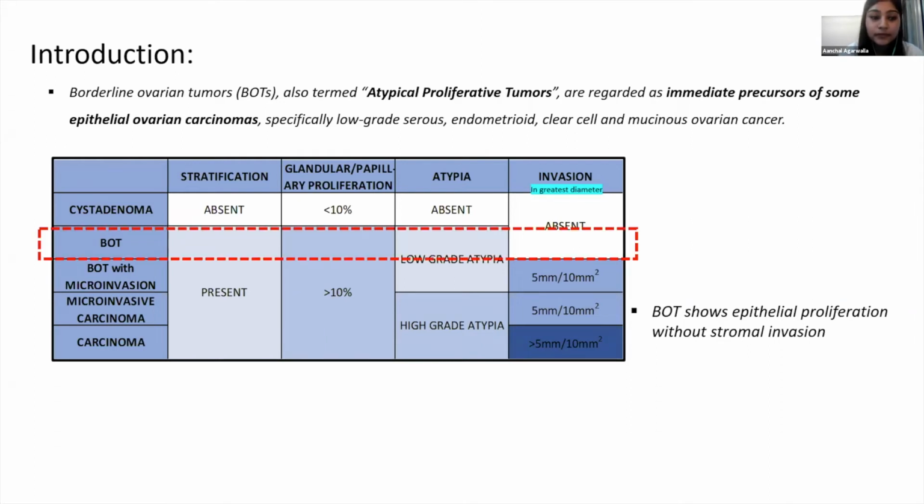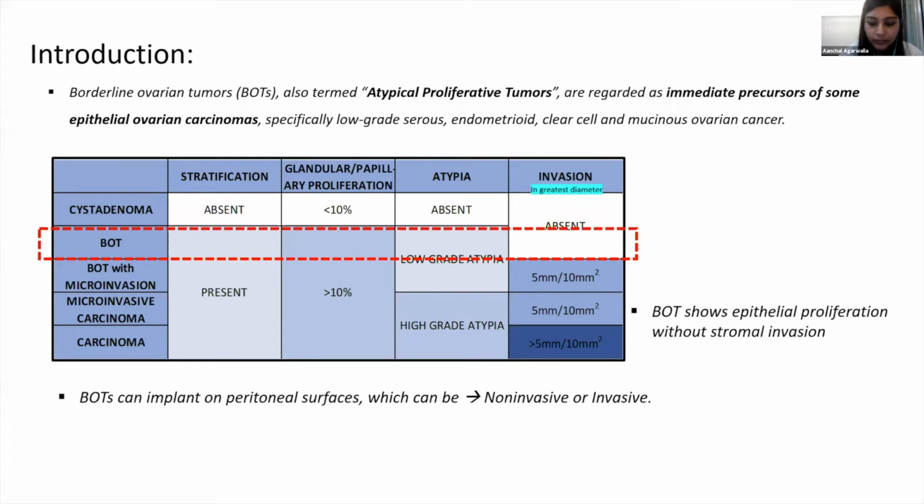So this table here shows the features, it summarizes the features that a borderline ovarian tumor should have. Any tumor is called a borderline tumor when it has stratification with glandular or papillary proliferation of more than 10%, with nuclear features showing low-grade atypia and without stromal invasion. Borderline ovarian tumors can implant on peritoneal surfaces, which can be non-invasive or invasive.